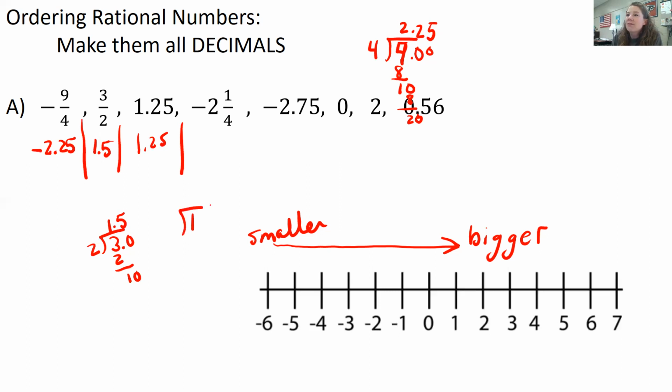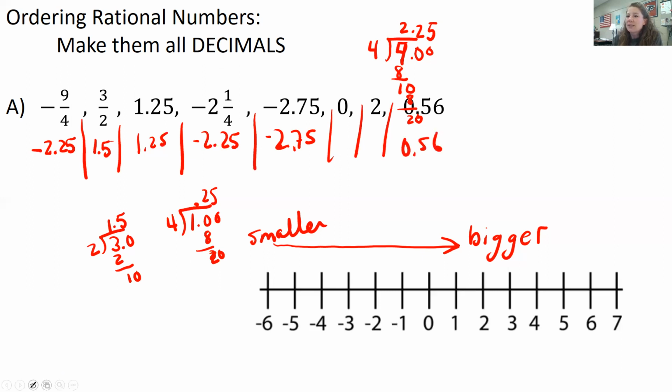If we divide 1 by 4, add a decimal. 4 will go into 10 twice. Bring down our 2 and our 0. So this is negative 2.25. This is negative 2.75, right? Then, of course, we have 2, 0, 2, and 0.56.